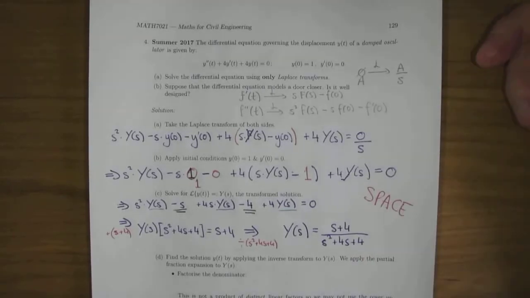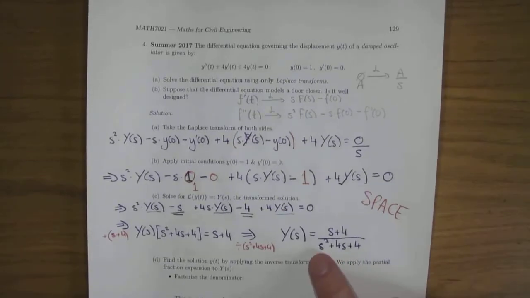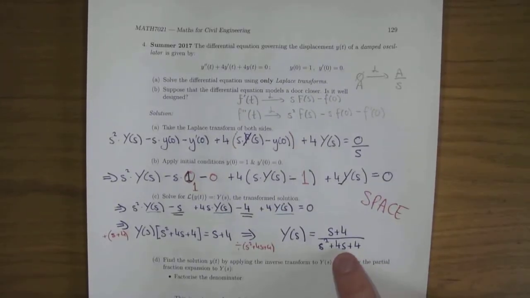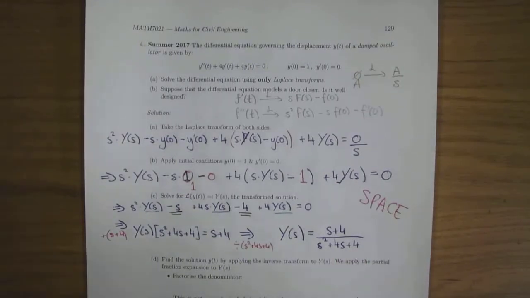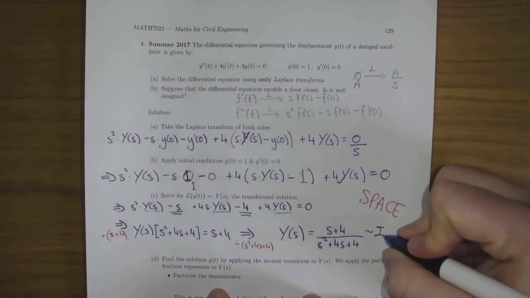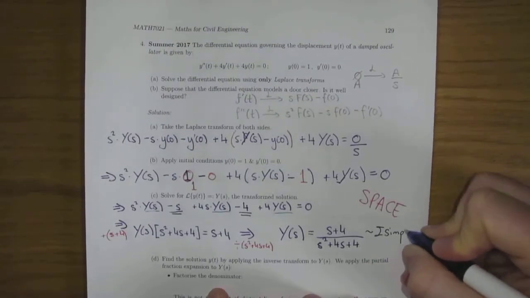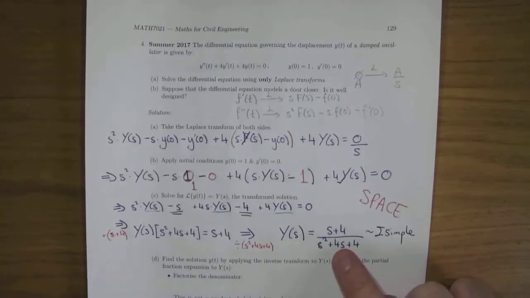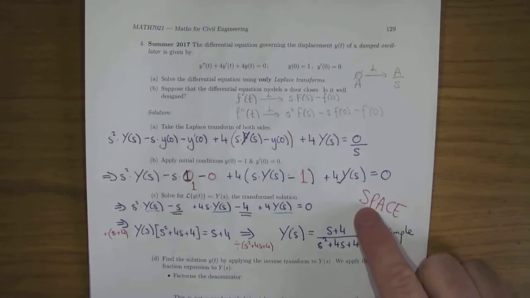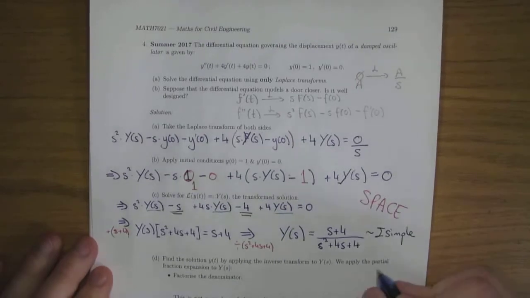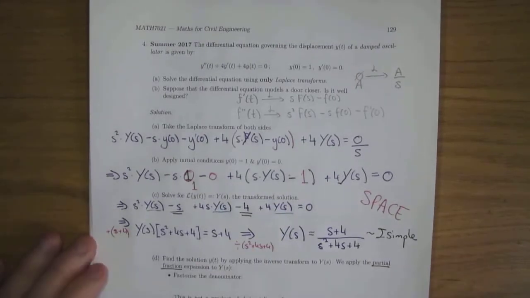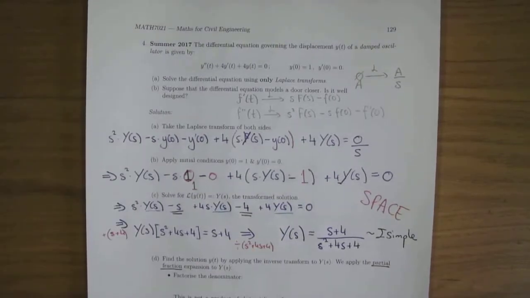If you look in the tables, there's nothing quite like this. There's s squared plus 4, but nothing with a 4s. So the suggestion is this is maybe things multiplied together. So what you have to do is write it again as a sum of simple things. This thing is called a rational function, sums of powers of s divided by sums of powers of s. Writing this as a sum of simple things is called partial fractions. So this is what we need to do here.